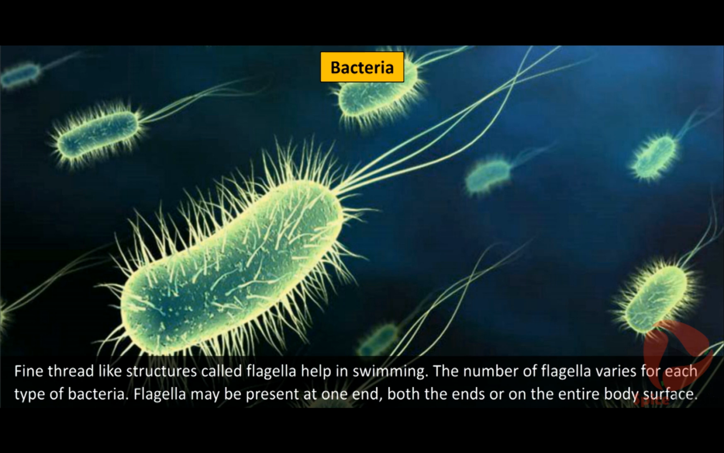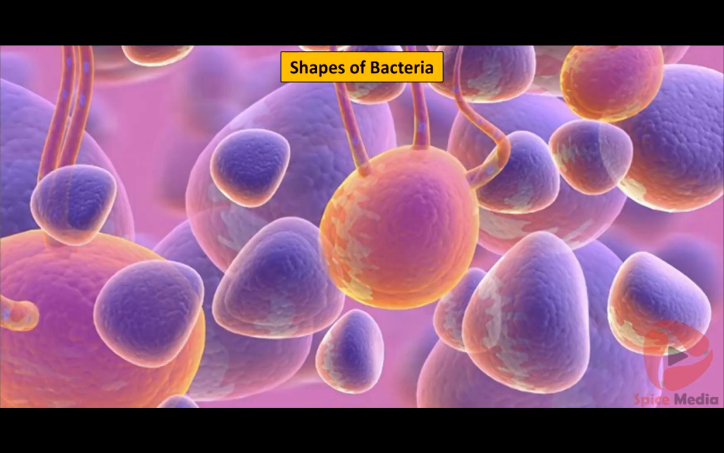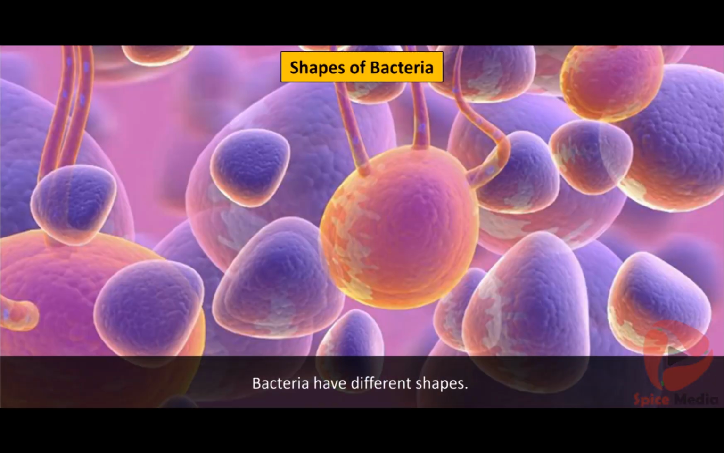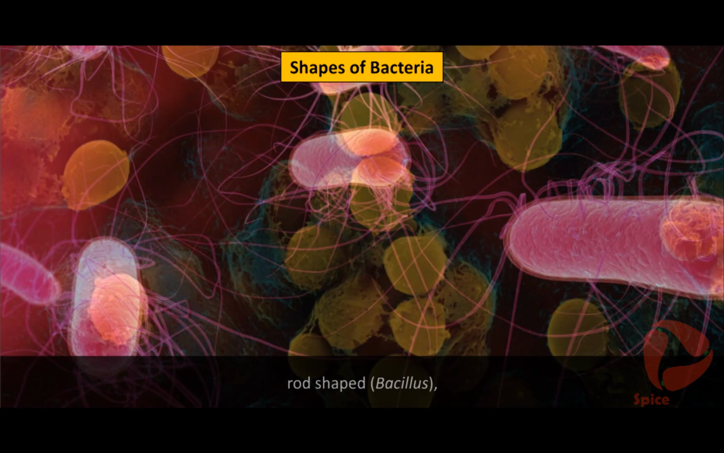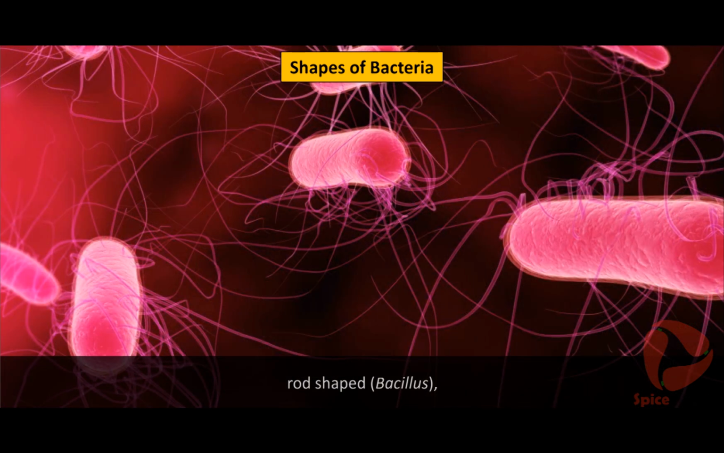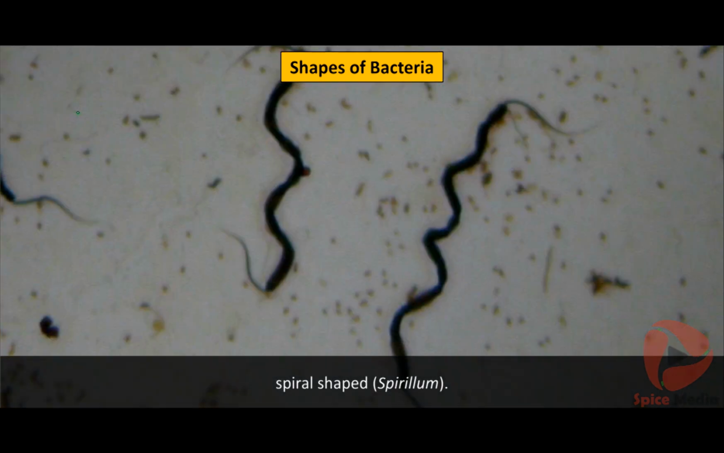Fine thread-like structures called flagella help in swimming. The number of flagella varies for each type of bacteria. Flagella may be present at one end or both the ends or on the entire body surface. Bacteria have different shapes. Some are round-shaped called coccus, rod-shaped called bacillus, comma-shaped called vibrio, and spiral-shaped called spirillum.